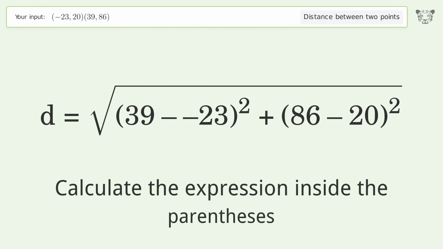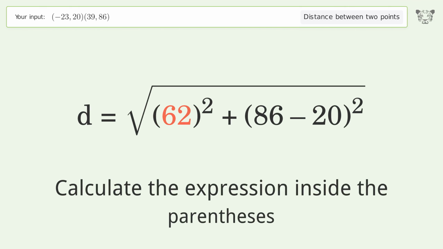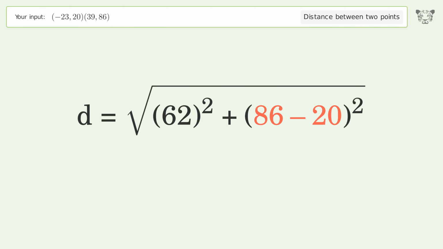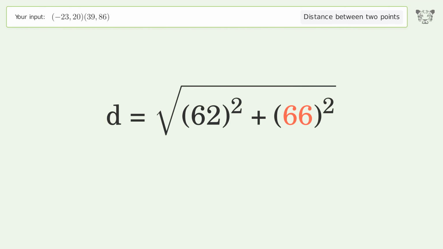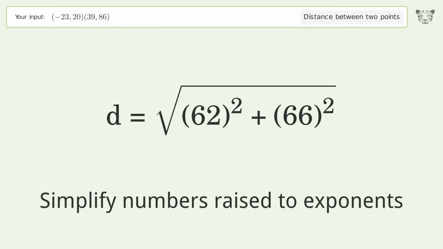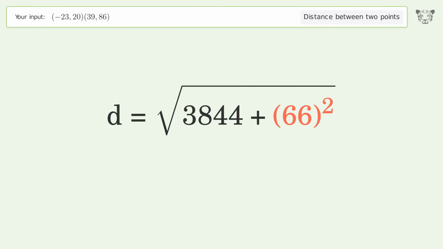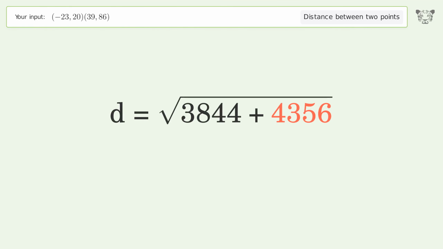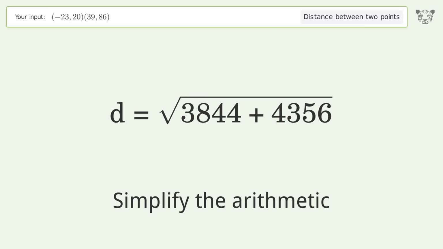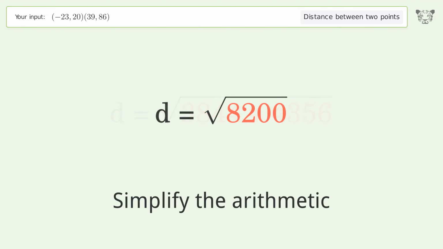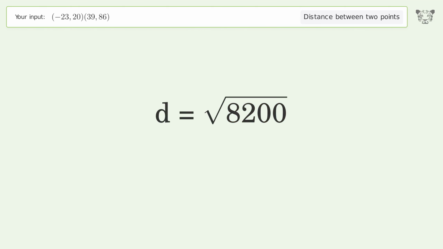Calculate the expression inside the parentheses. Simplify numbers raised to exponents. Simplify the arithmetic. And so the distance between the 2 points is the square root of 8,200, or 90.554.